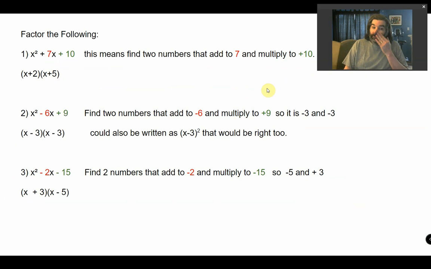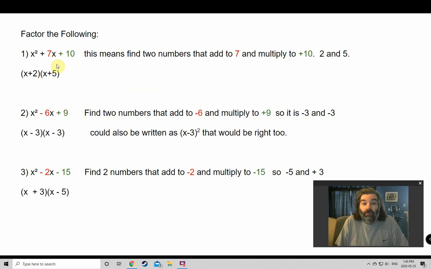So let's go through a few. So x squared plus 7x plus 10. I've tried to color code it to make life a little easier for you. So find two numbers that add to 7 and multiply to 10. So let's see, 9 and 1, no, that doesn't. Sorry, 10 and 1, not that. Let's see, 6 and 1, no. 5 and 2. Well, 5 and 2 add to 7, and when you multiply them, you get 10. So the numbers have to be 2 and 5. So it's just x plus 2, x plus 5.